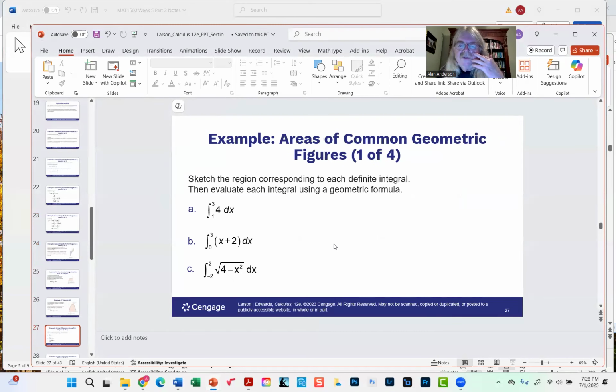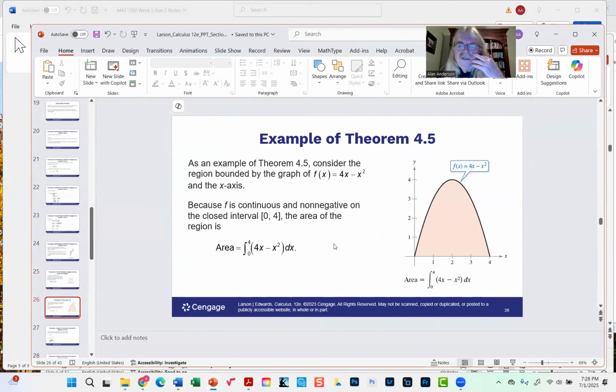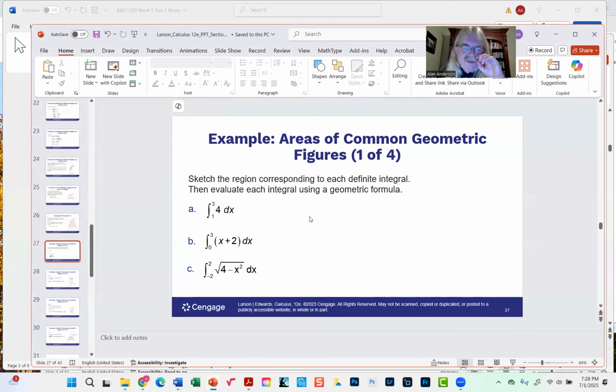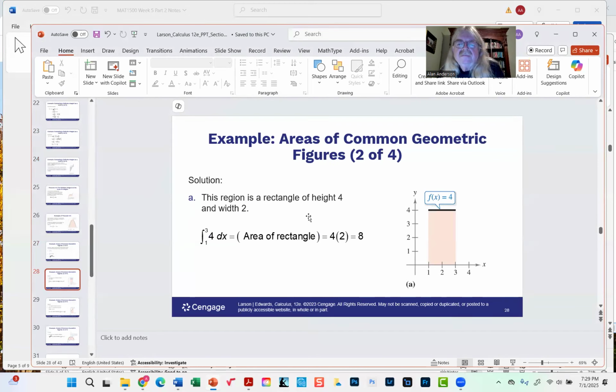So they want us to try this one. Maybe, no, they don't. All right, well, let's look at these examples. So we start out with this one. Now, this one should be very straightforward because it's 4, which is a constant. We're going to integrate it over the interval from 1 to 3. So this is what we're looking for. The height is 4 everywhere because it's a constant. So the area of the rectangle, as you can see, is 8. And that's the end of it.